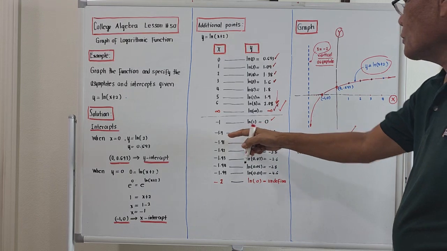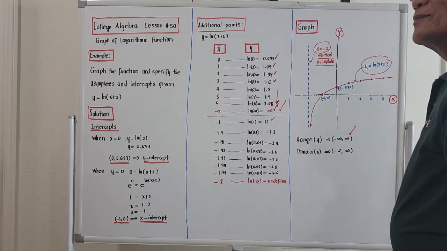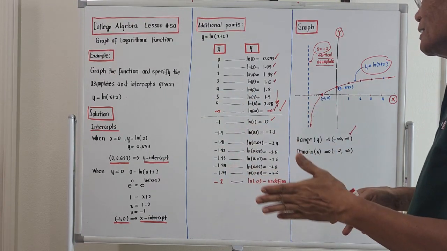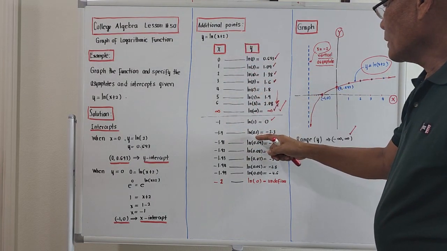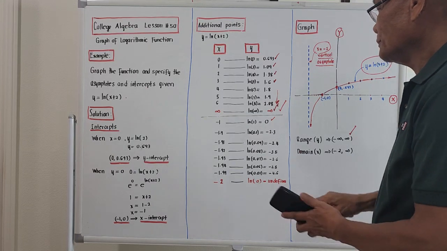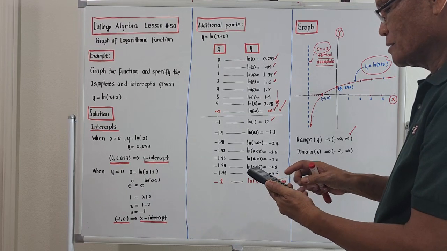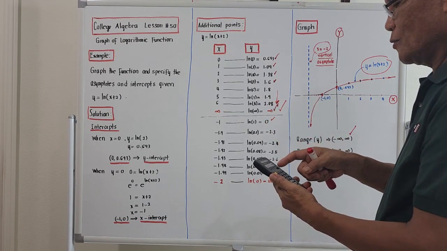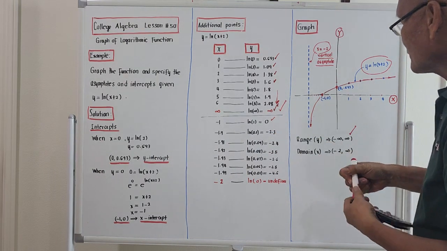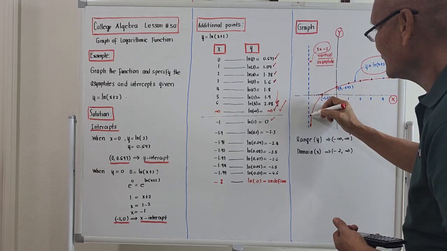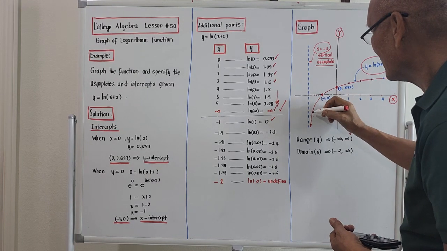When x is equal to negative 1.9, negative 1.9 is almost negative 2, but it's not yet negative 2. So if we take the difference of minus 1.9 plus 2, it will be 0.1. If we take the natural logarithm of 0.1, the value is 2.3, but it should be negative. So when x is almost negative 2, the value of y is negative 2.3, maybe here.